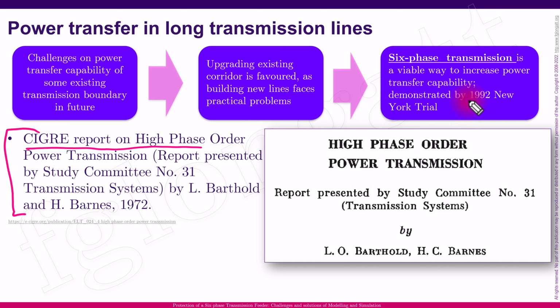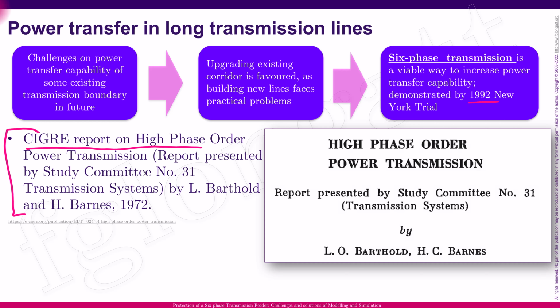And what is very important for us is that already in the United States of America in 1992, several research institutions, the government and the local transmission system operator in New York tried this, tested and demonstrated the feasibility of using a six-phase system. But let's see how a six-phase system works.